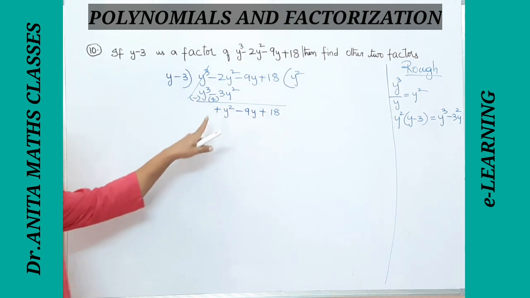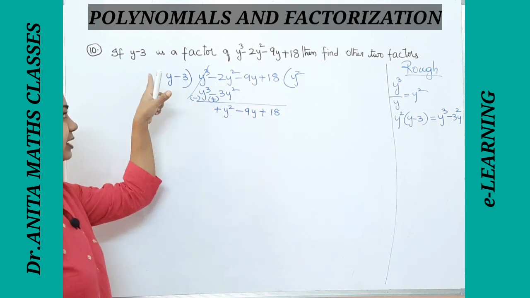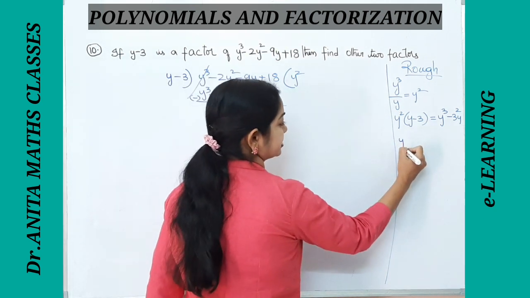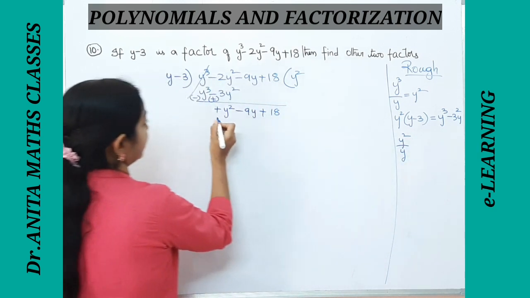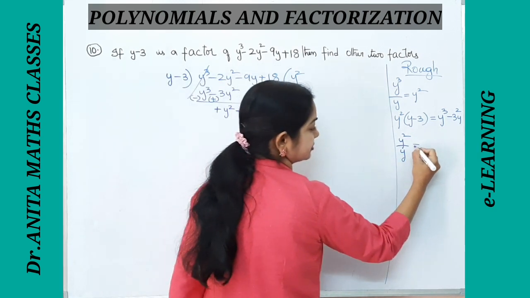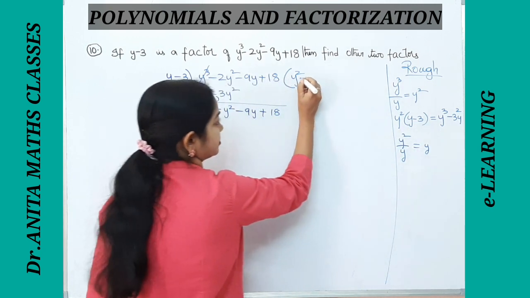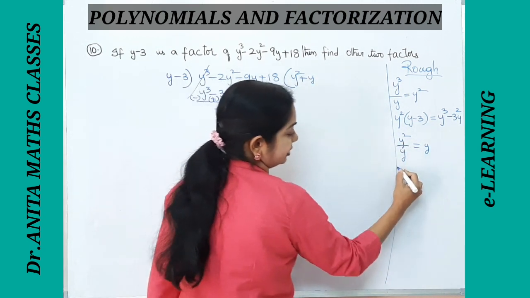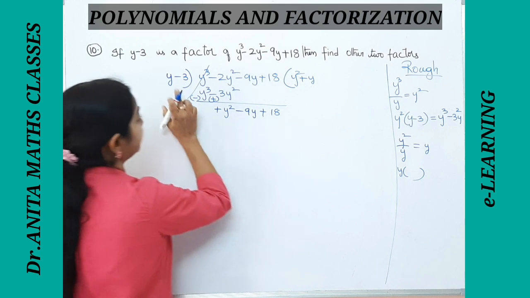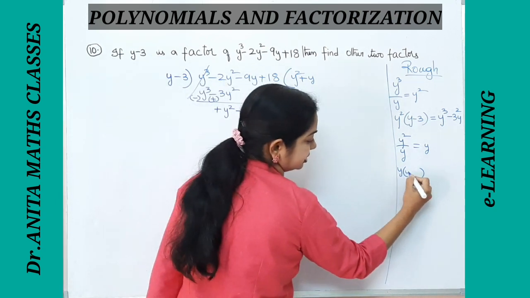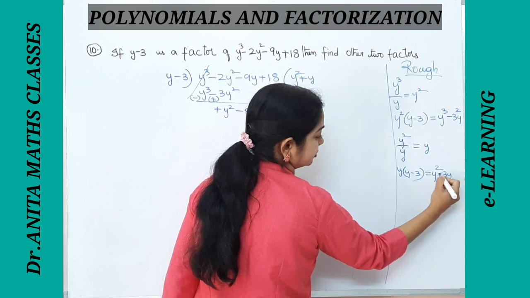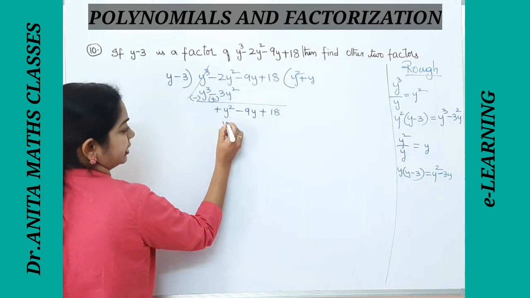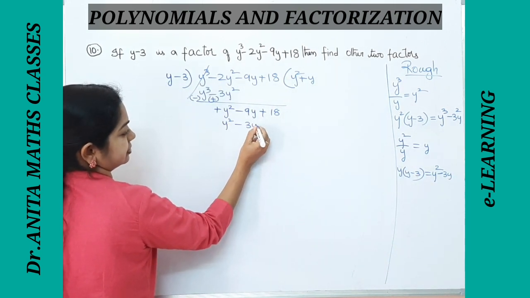Take the first term of this dividend and divide it with the first term of the divisor. Y square divided by y comes to y only, so plus y. This y you have to multiply with the divisor, y minus 3. So this comes to y square minus 3y. That we will write: y square minus 3y.